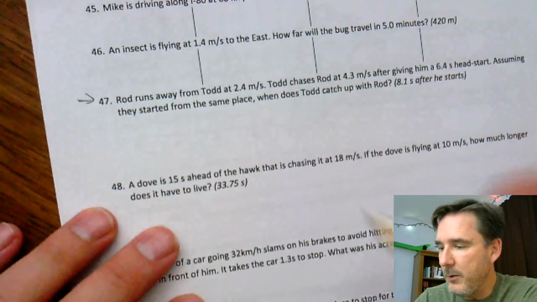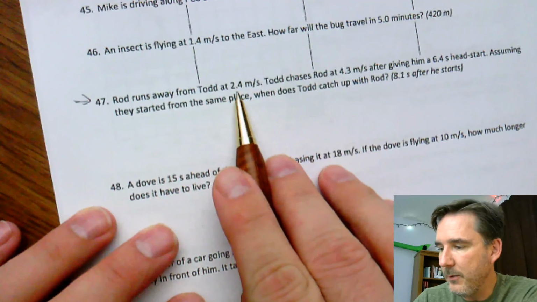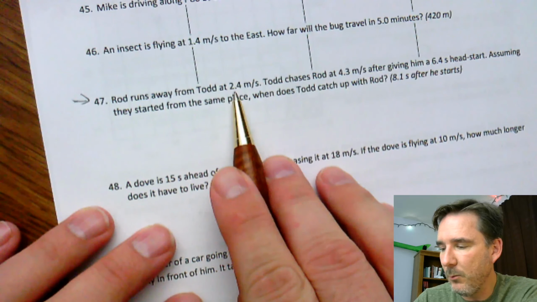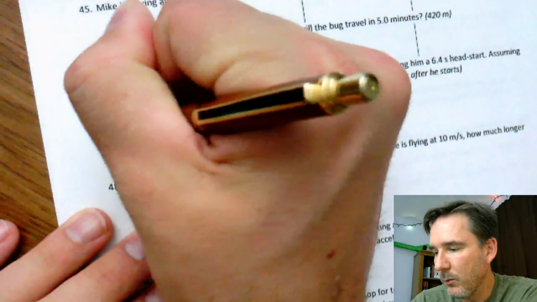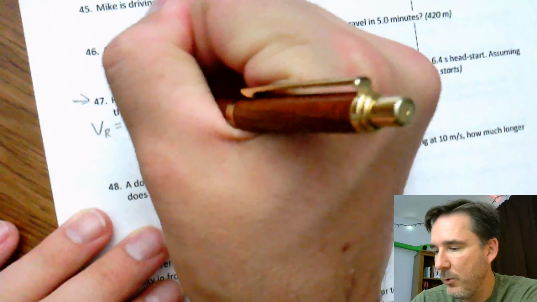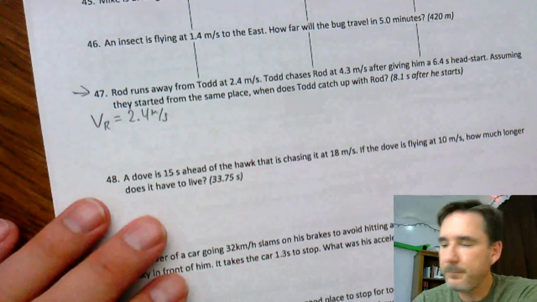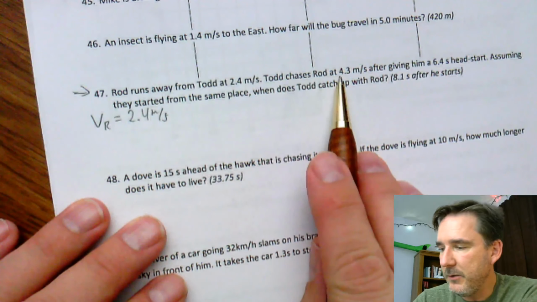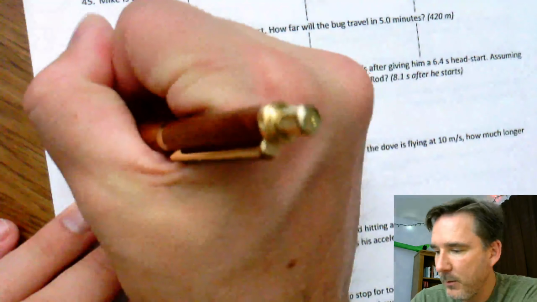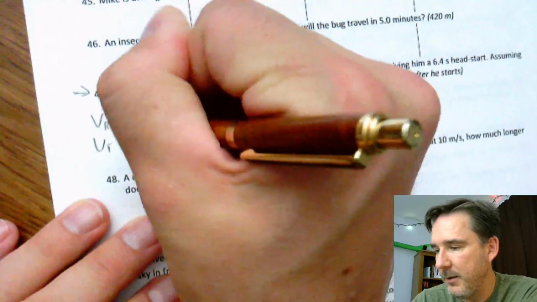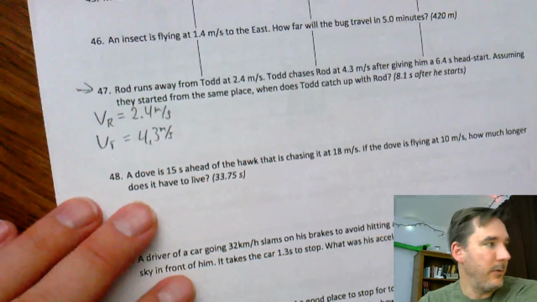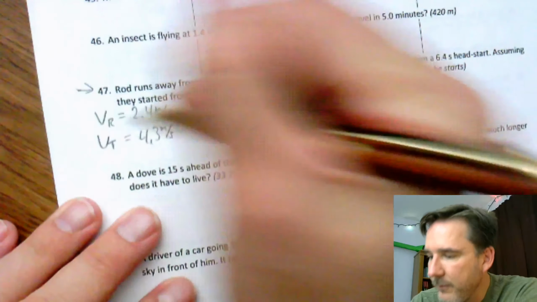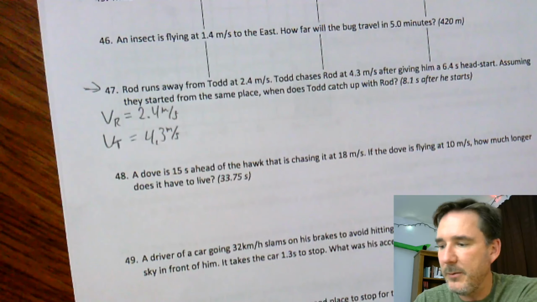When you have a situation like this, you want to pick out their speeds. So it runs at 2.4 meters per second. Who does? Well, Rod does. So Rod's velocity is 2.4 meters per second. Todd chases him at 4.3 meters per second. So Todd's velocity is 4.3 meters per second. And so I've got two velocities. It's not initial and final. It's just two different people, or two different objects.